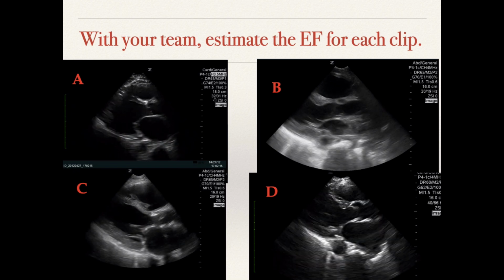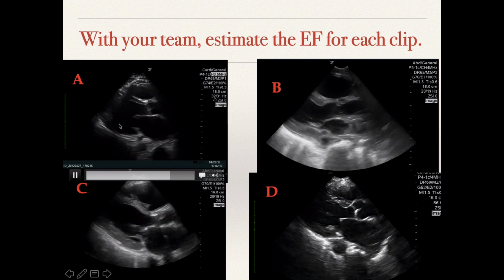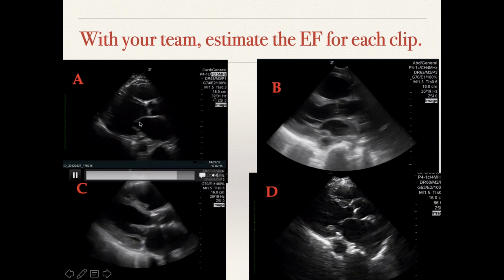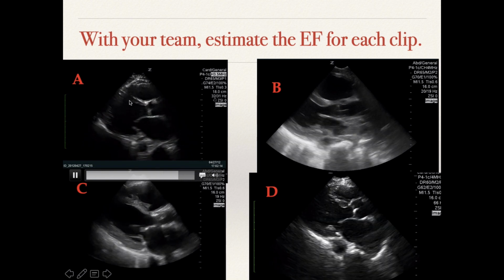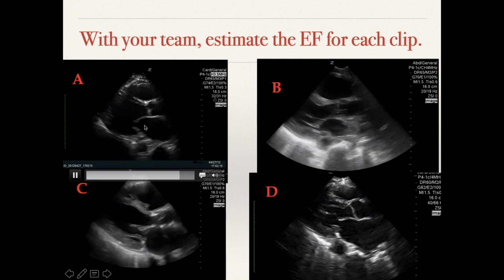So A, I would put in a severely reduced category. The left ventricle is very dilated. You have a lot of real estate here. Mitral valve barely opening. Contractility of the muscle barely moving. So this would be severely reduced, meaning the ejection fraction is definitely less than 30%.